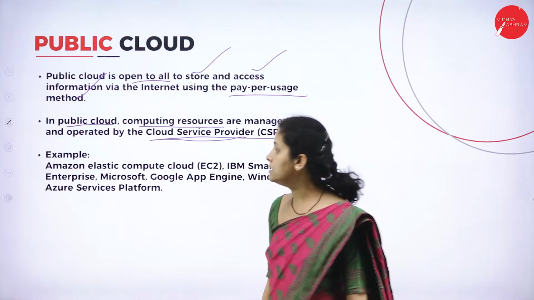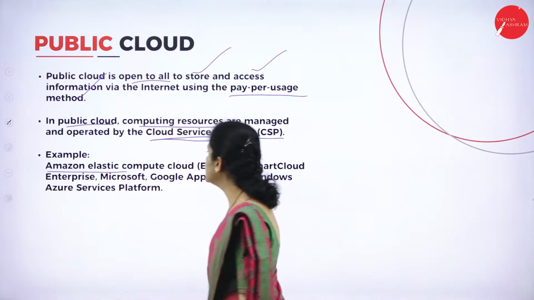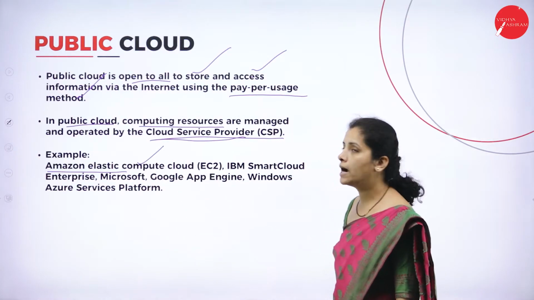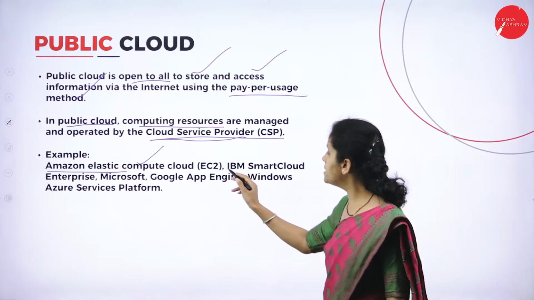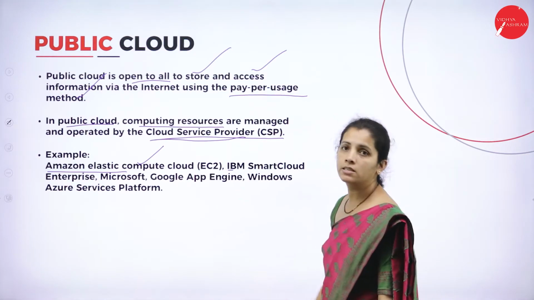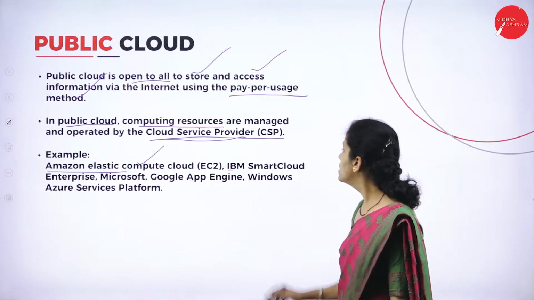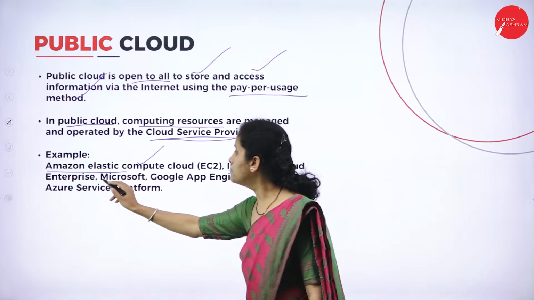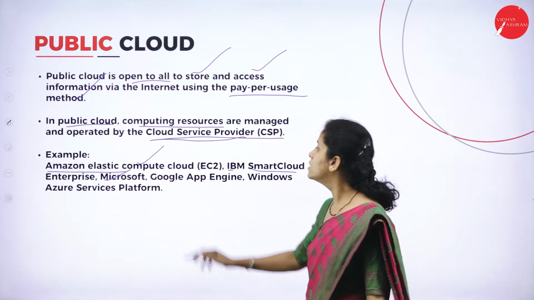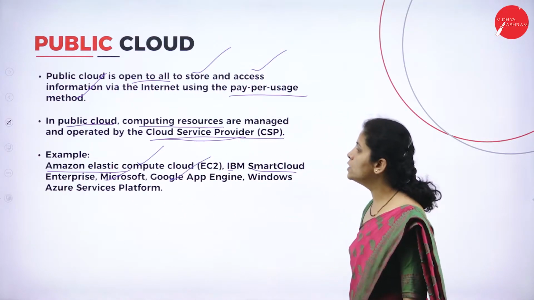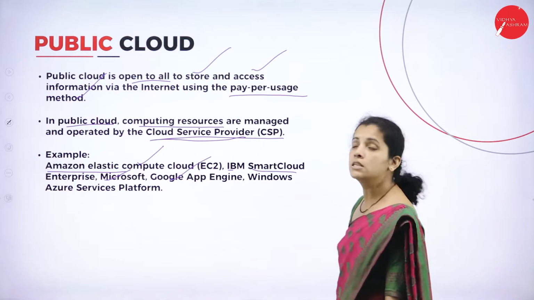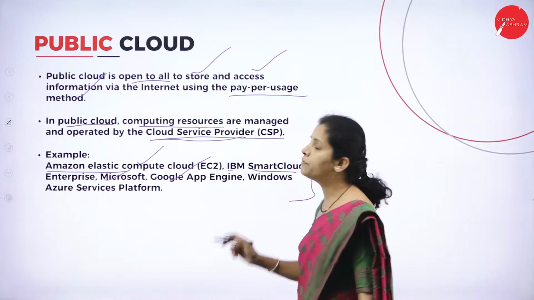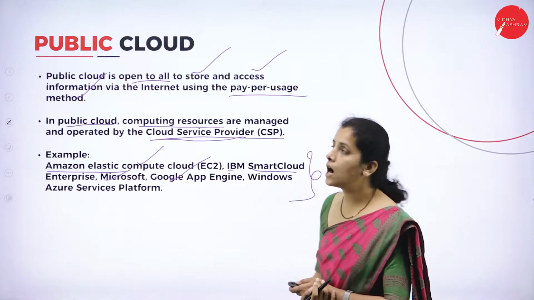For example, Amazon Elastic Compute Cloud. This is a cloud service provider. If I go with IBM, it supports IBM Smart Cloud Enterprise. If I go with Microsoft and Google, there is Google App Engine and Windows Azure Service Platform. These are the examples of public cloud.